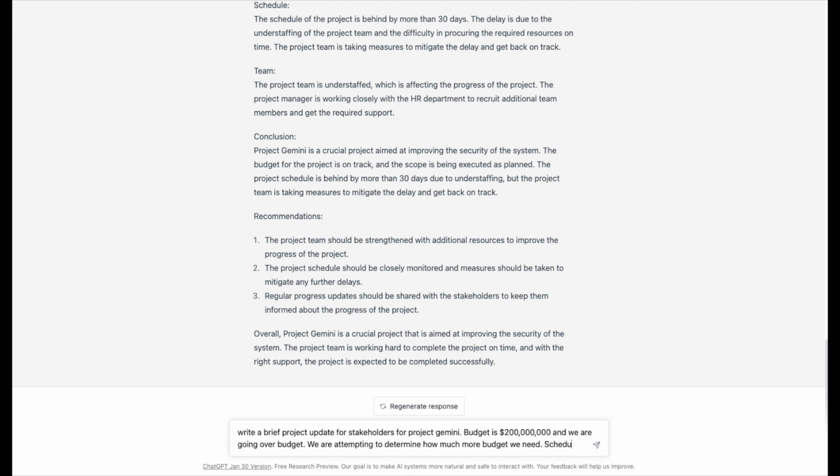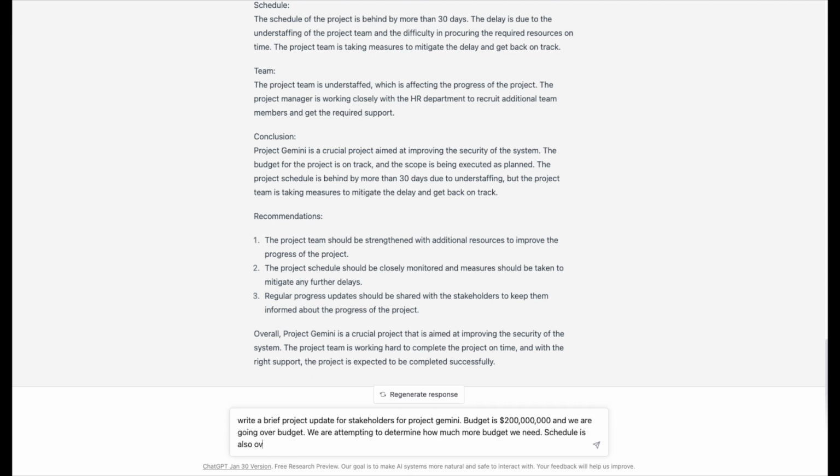Schedule is also running over by 60 days. Goal of the project is to replace old security technology to prevent man in the middle attacks.